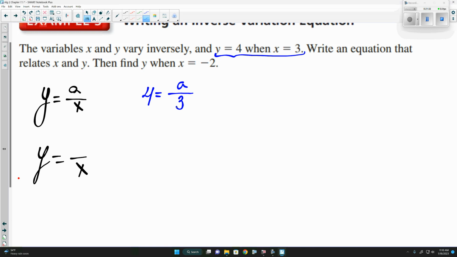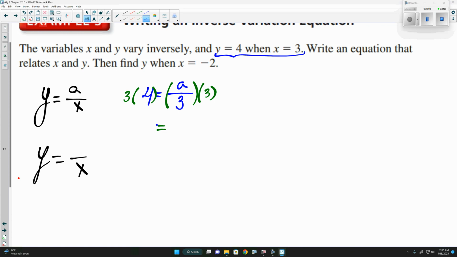So we're finding the value of a first. Any questions on how we set this up? Now to get a by itself, we need to get rid of the 3 or simplify the 3. The way that we can do that is multiplying both sides by 3. I'm going to step this out step by step on this first one here. We normally are used to seeing that a over 3 times 3 is just a. The 3's cancel.